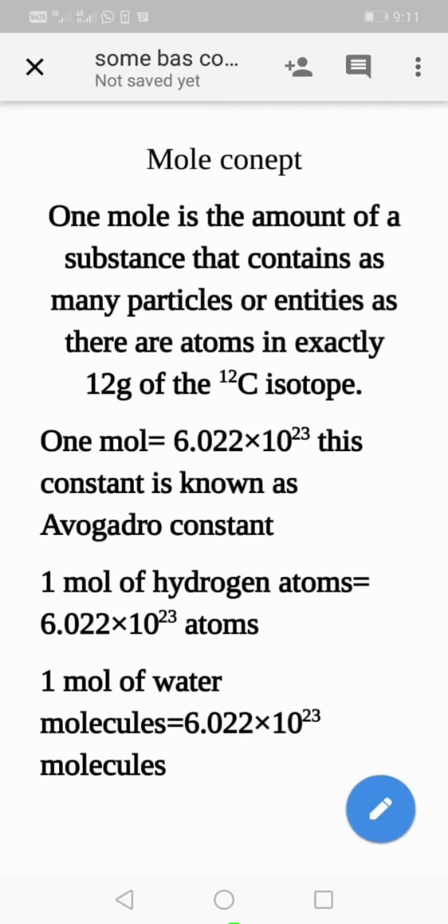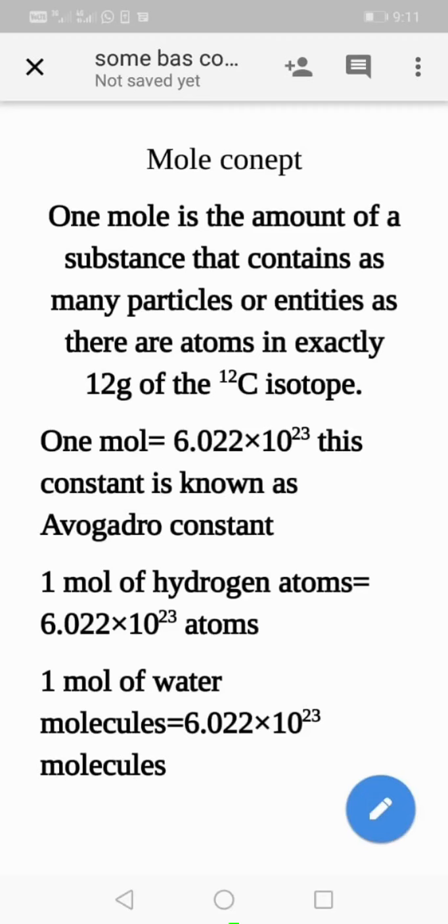That means, we know 1 dozen means 12, one pair means 2. Like that, if the number of particles is very high, instead of dozen or pair, we will be using the concept of mole. That is, 1 mole is equal to 6.022 × 10^23. This number is known as Avogadro's constant or Avogadro's number.